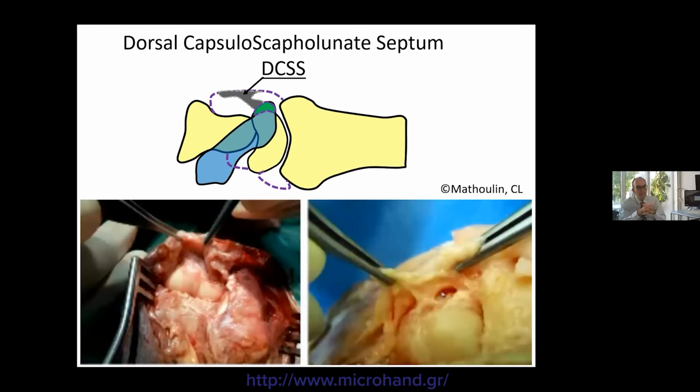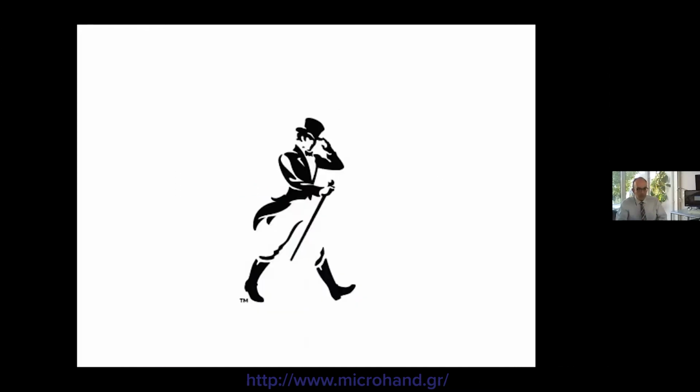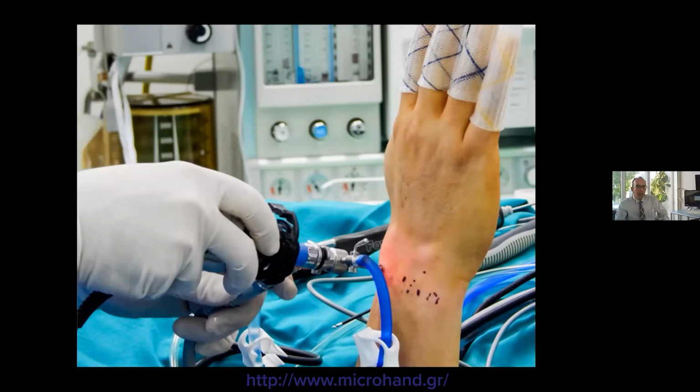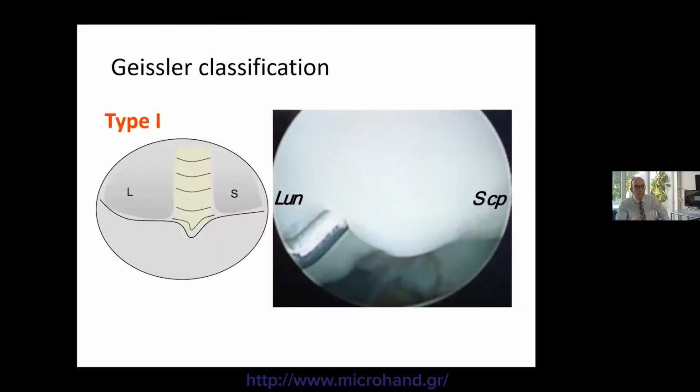In the last 15 years, there has been a game changer in scapholunate instability. And it's not time for drinks just yet, but it's what everybody should do as the last step of their diagnosis and the first step of their treatment. And it's what I think demystified this injury, and it's wrist arthroscopy, which helps us to actually grade and classify the lesions of the scapholunate ligament.